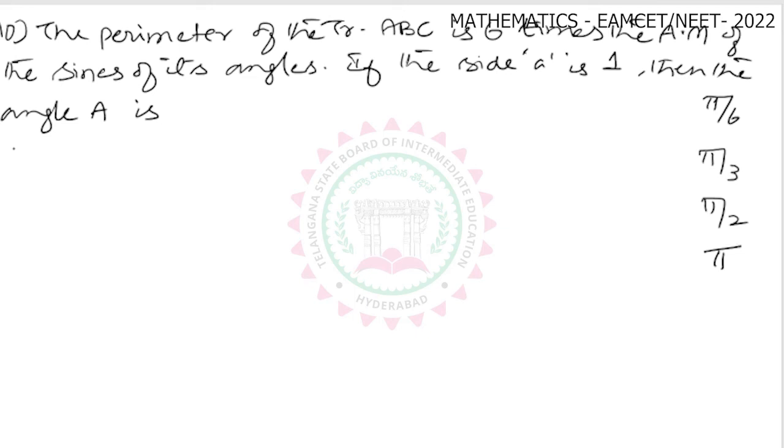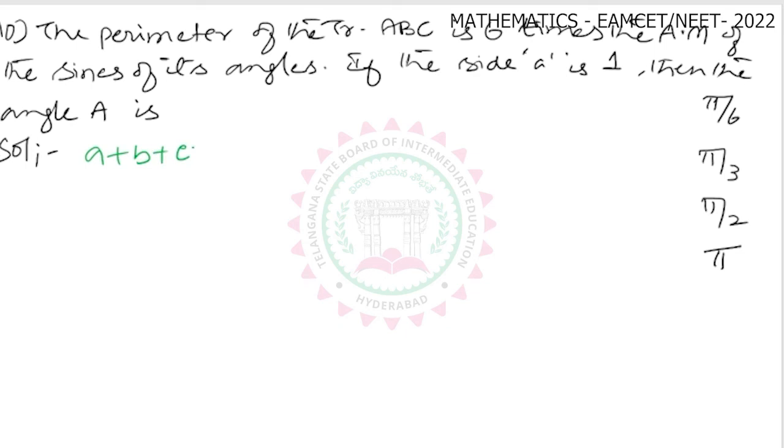Now, what is the question? What the question says? The perimeter of a triangle ABC is 6 times the arithmetic mean of the sines of the opposite angles. Sines of its angles means, what are the angles? A, B, C. Sine of the angle means sin A, sin B, sin C. Right? 6 times means you have to multiply by 6. And 6 times the arithmetic mean. Arithmetic mean means you know that sum of the values divided by number of values. Right? Therefore, perimeter of the triangle ABC. What is perimeter of the triangle ABC? That is small a plus b plus c. Okay? So I am writing the same thing. Small a plus small b plus small c.